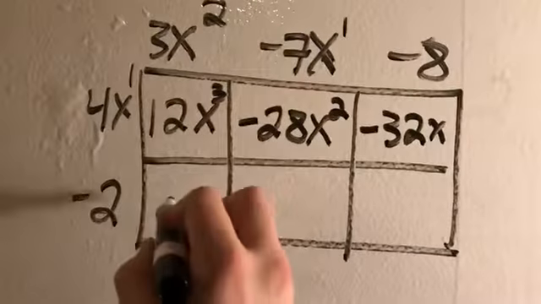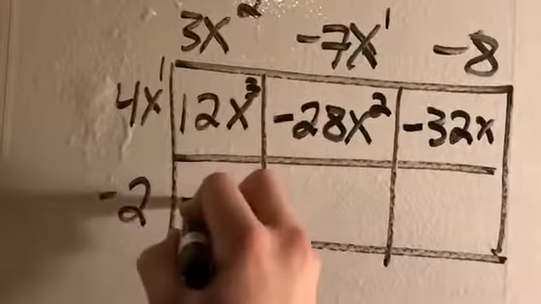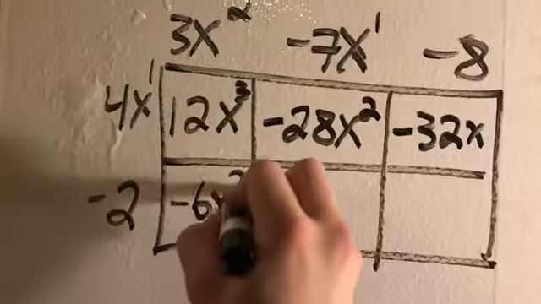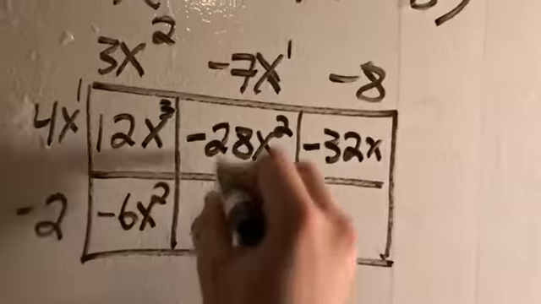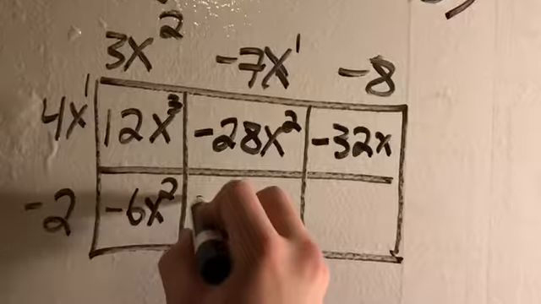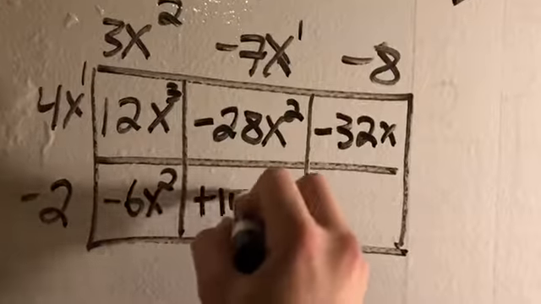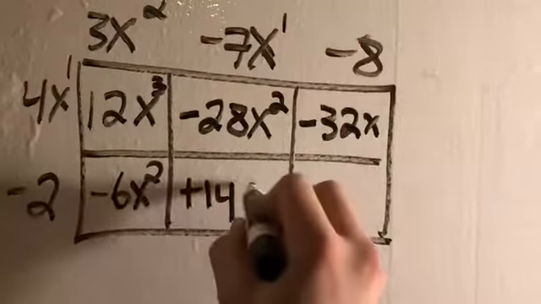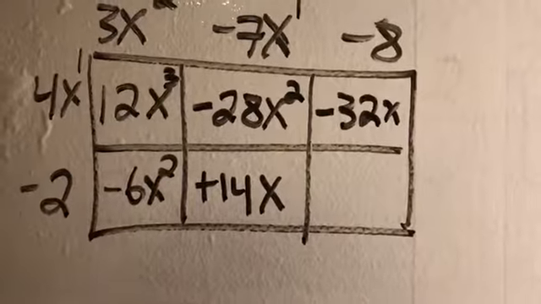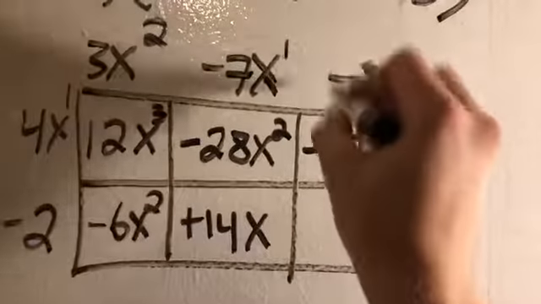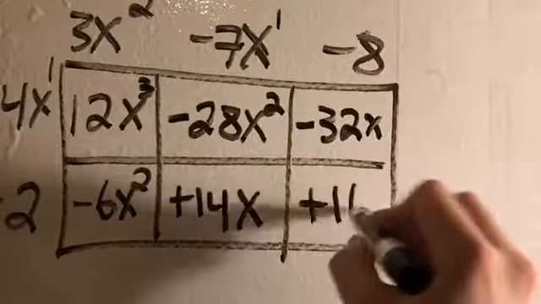Negative 2 times 3x squared, a negative times a positive is a negative 6x squared. Negative 7 times negative 2, a negative times a negative is a positive 14. And this looks like there's only one x there. Negative times negative is a positive 16.